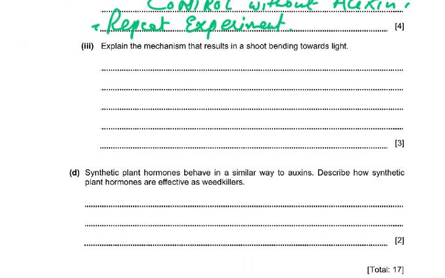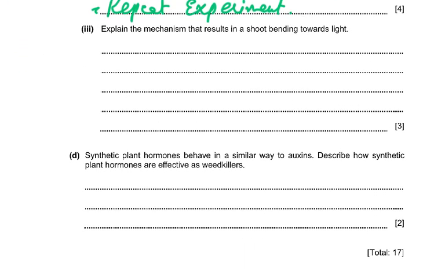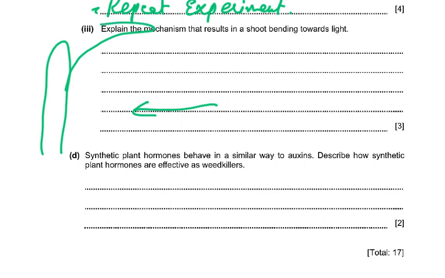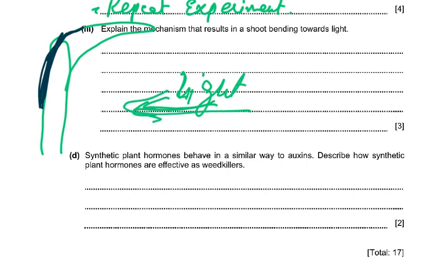Then it says, explain the mechanism that results in a shoot bending towards light. So this is the shoot and light is coming from this side. Why is it going to bend towards this side? It's going to grow further towards light. Why? Auxin accumulates on the shaded side. Auxin accumulates here, light is coming from here, and this is the other side.